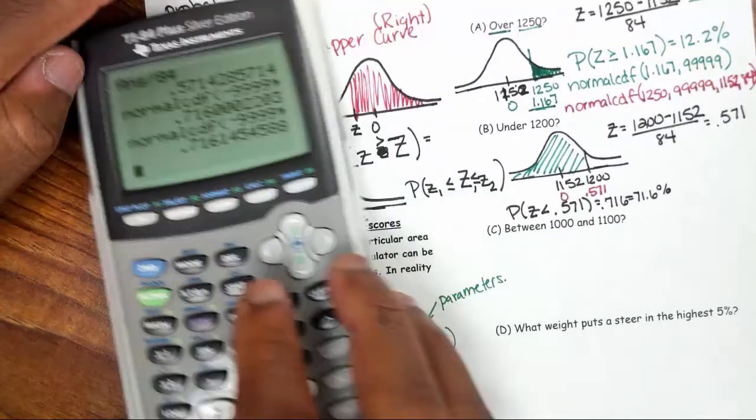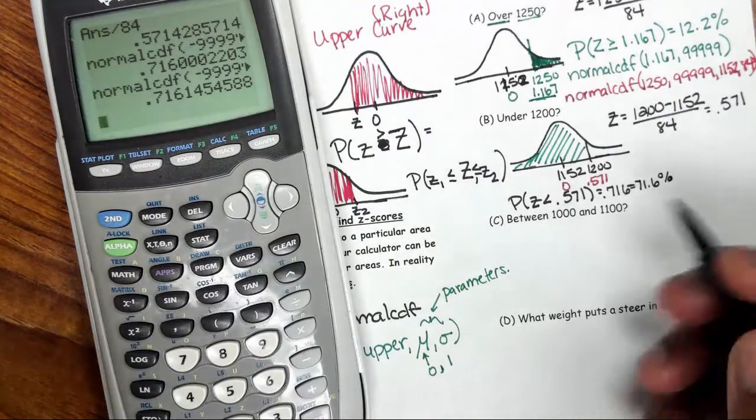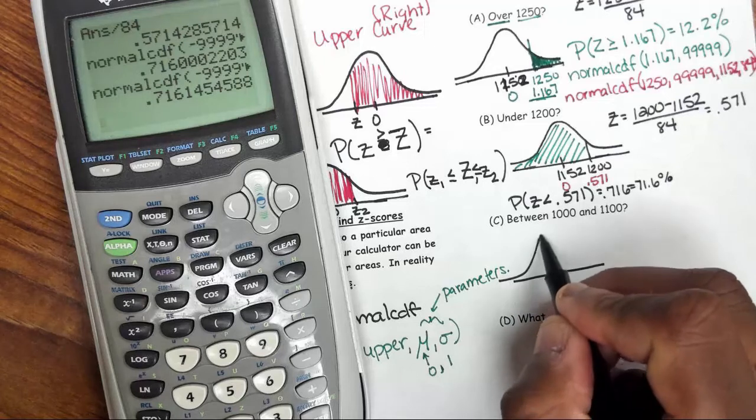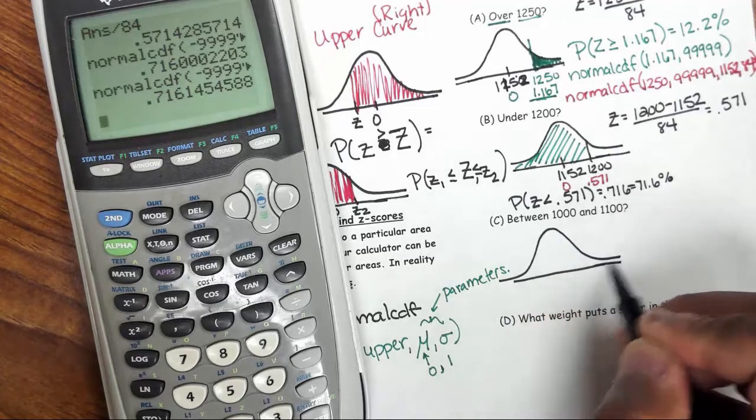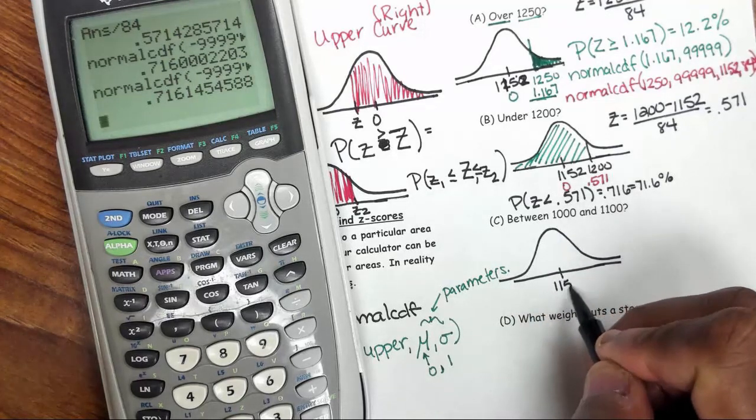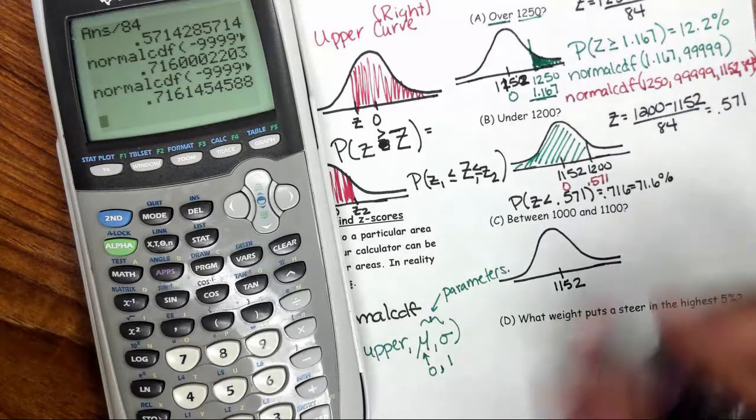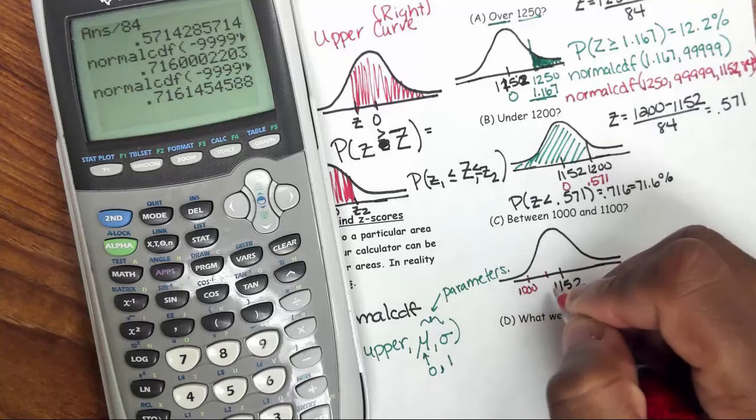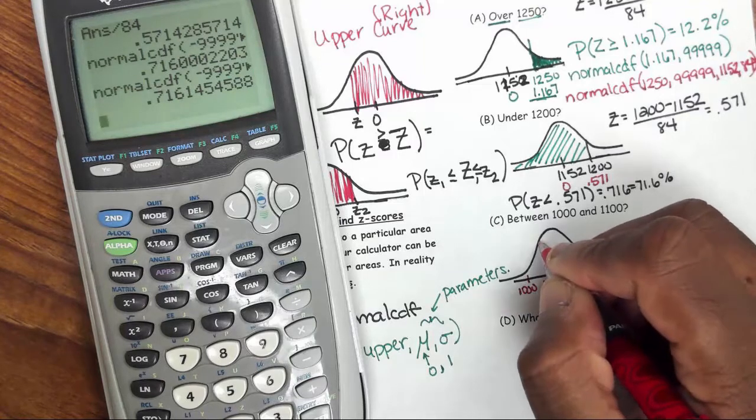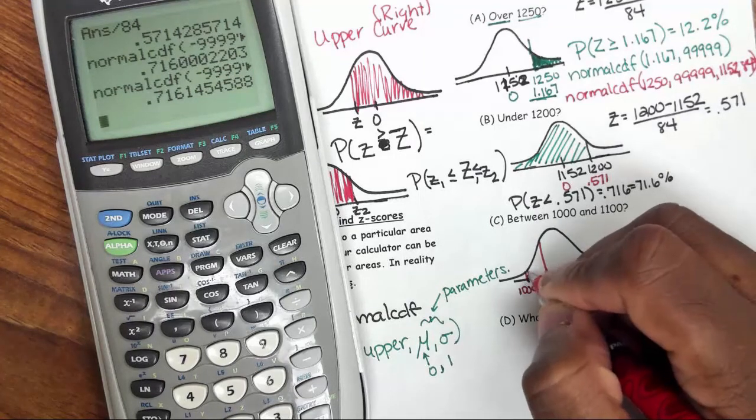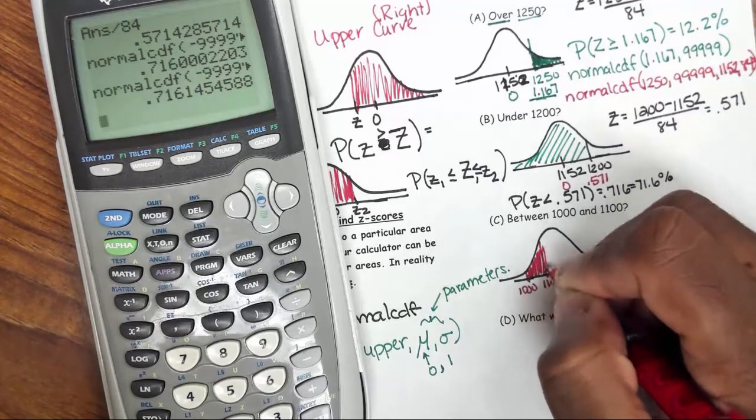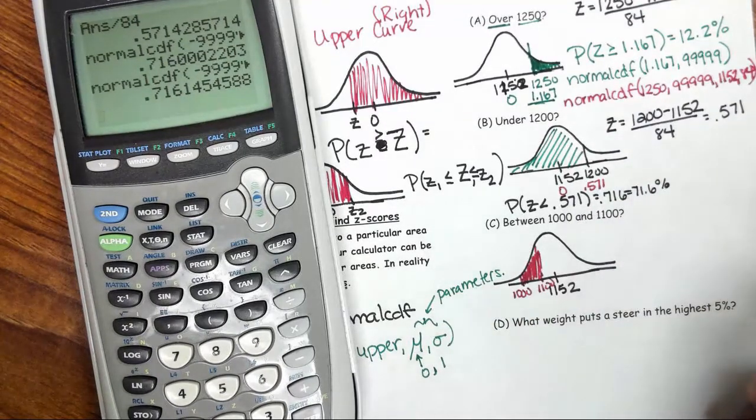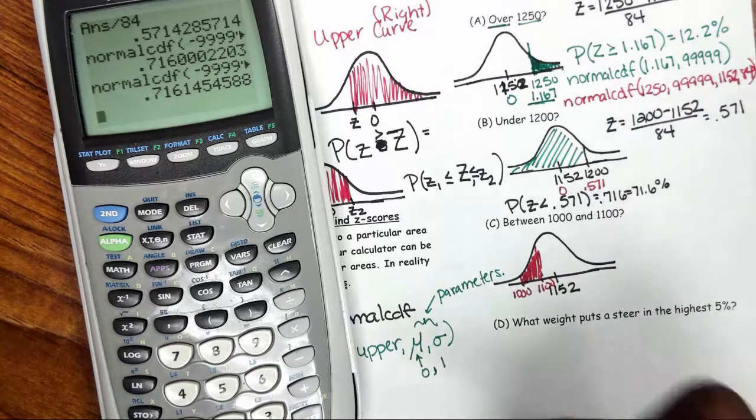The next one says between 1,000 and 1,100. So again, first thing you always are going to do is draw a curve. On that curve, set your mean at 1152. This time, 1,000 falls back here, and 1,100 right here. So I want to go in between these two values this time. This is one of the few times where it's going to be easier to just actually find the values instead of finding z-scores first. But we can find z-scores.